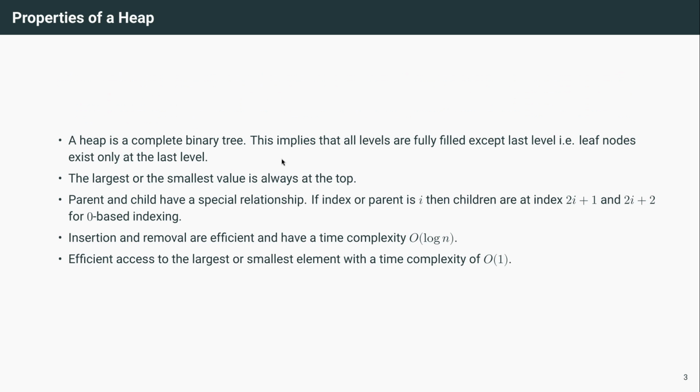So let's look at the properties of a heap, and I will go through this list. A heap is a complete binary tree. This implies that all levels are fully filled except the last level, that is, leaf nodes exist only at the last level. The largest or the smallest value is always at the top, as we have seen. Parent and child have a special relationship. If the index of the parent is i, then children are at index 2i plus 1 and 2i plus 2 for zero based indexing.